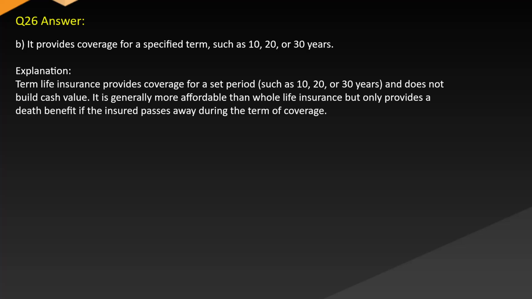Answer B. It provides coverage for a specified term such as 10, 20, or 30 years. Explanation. Term life insurance provides coverage for a set period such as 10, 20, or 30 years and does not build cash value. It is generally more affordable than whole life insurance but only provides a death benefit if the insured passes away during the term of coverage.